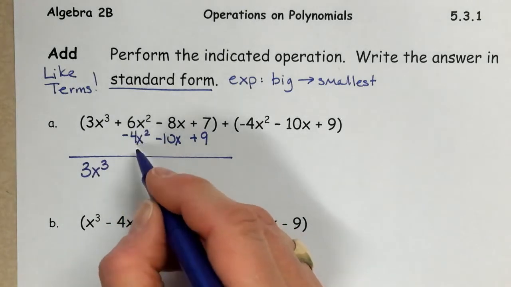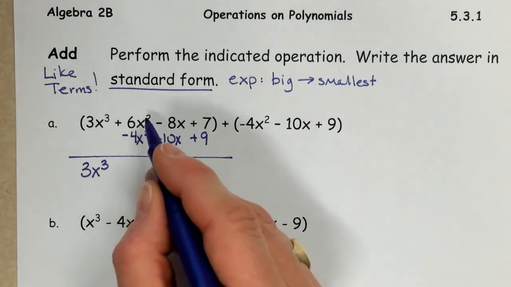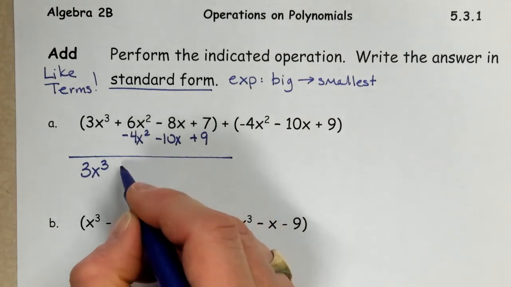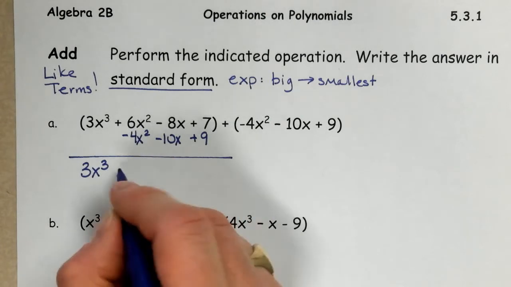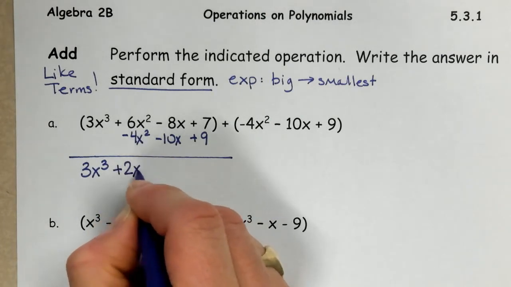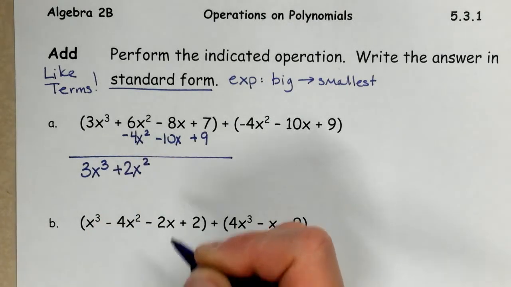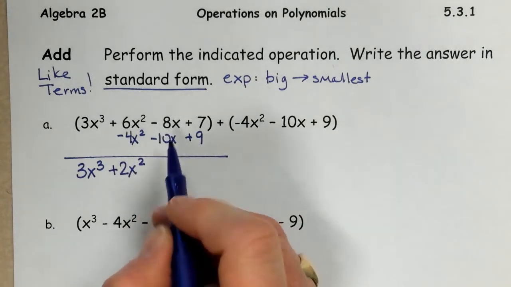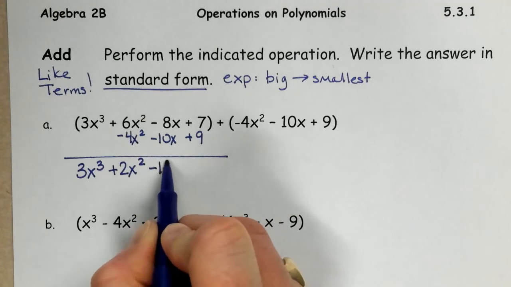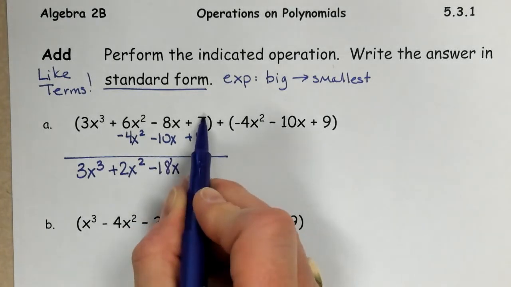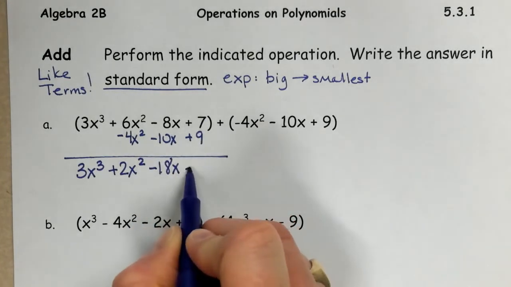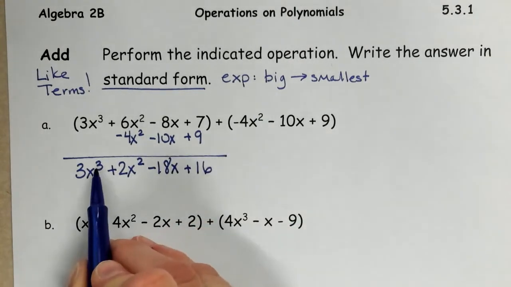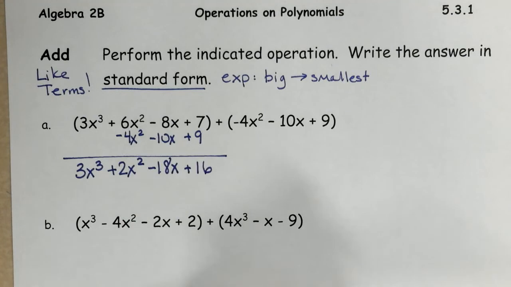Remember, when you're adding like terms, you're adding just the coefficients and keeping the exponent part the same. So 6 plus negative 4, or 6 minus 4, is 2, positive, so 2x squared. A negative 8 plus a negative 10, or a negative 8 minus 10, either way, is negative 18x. And 7 plus 9 is 16. My exponents are already in order from biggest to smallest, so that's it.